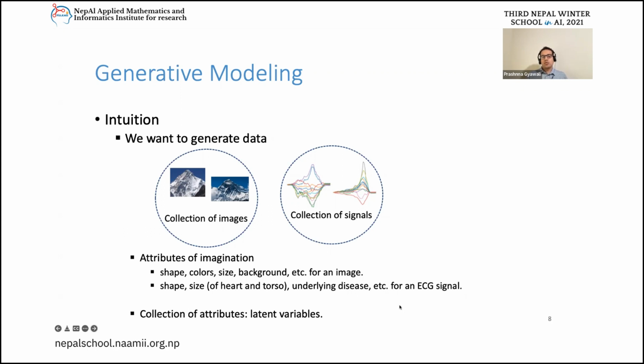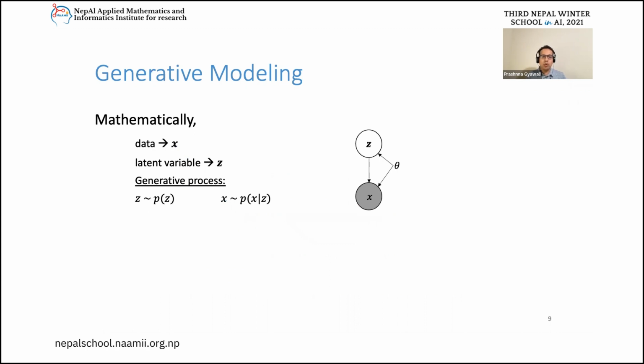So the idea is we have these attributes, latent variables, and then there is a certain function that gives rise to our data set X. Now, to represent this in a mathematical way, we have data X, and a latent variable Z. And we have this generative process where we first sample our Z from some prior distribution P of Z, and then use that sample in our conditional distribution P of X given Z.